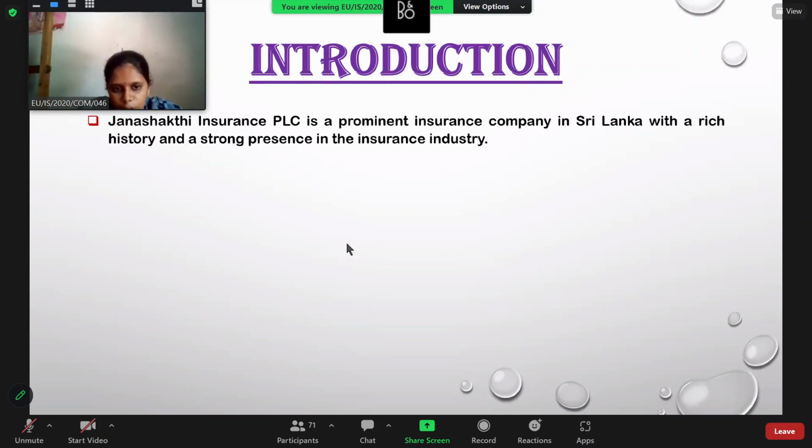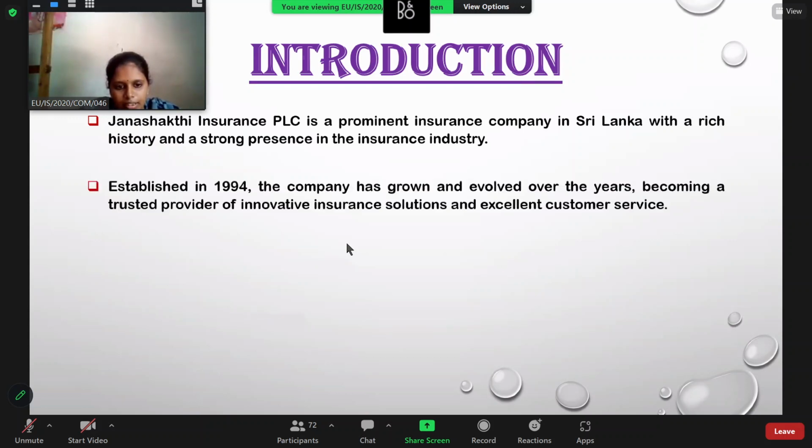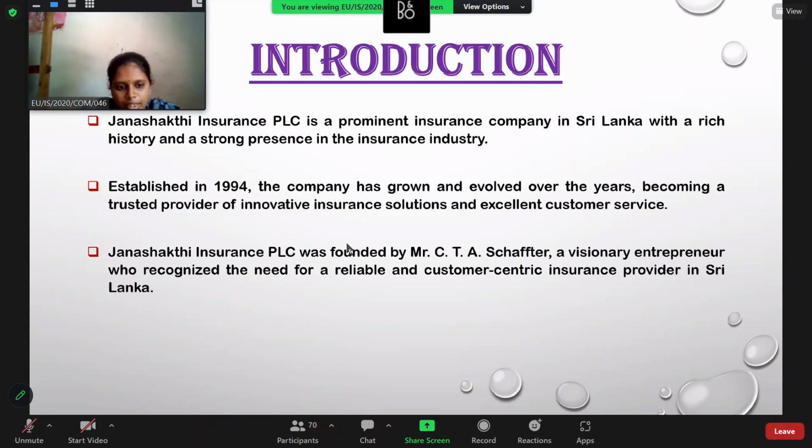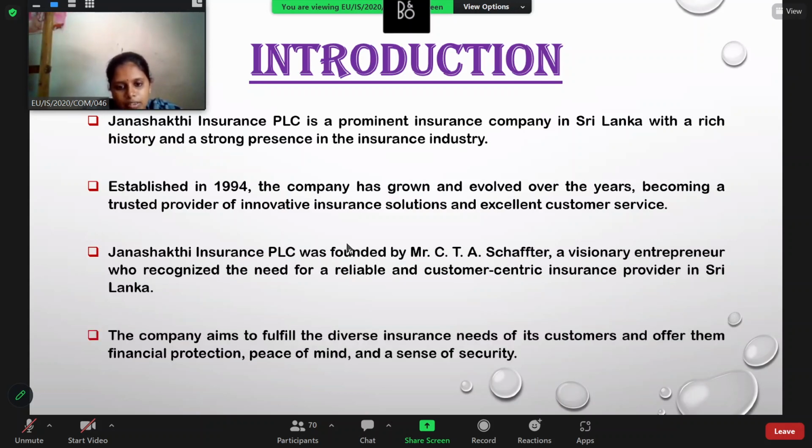Introduction to Janasakti Insurance Company. Janasakti Insurance Company is a prominent insurance company in Sri Lanka with a rich history and a strong presence in the insurance industry. Established in 1994, the company has grown and innovated over the years. The company aims to fulfill the diverse insurance needs of customers and offer them financial protection, peace of mind, and a sense of security.